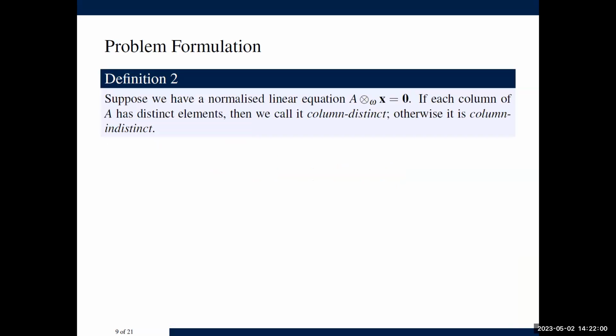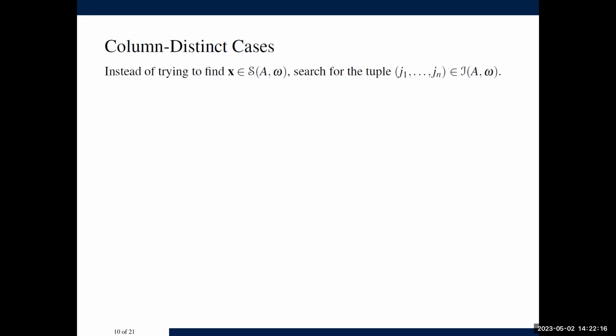Okay, now this is the last part of the problem formulation. We define the problem to be column distinct if each column of A has distinct elements, otherwise we call it column indistinct. Now, our approach is, instead of directly trying to find the solution, we try to find the solution index because they are related to each other.